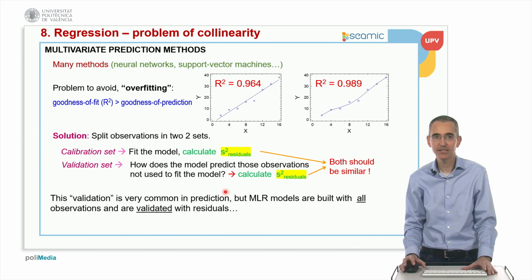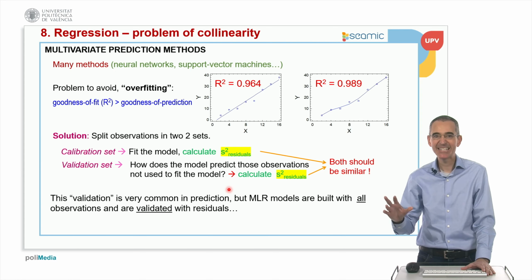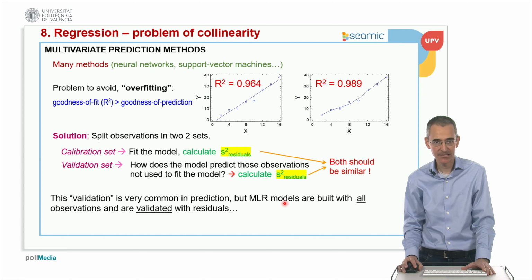In, I would say, most types of multivariate prediction methods. But, as an exception, multiple linear models are not calibrated in this way. They're built with all observations and they are validated with the analysis of residuals. This is something that I have explained in a previous video.